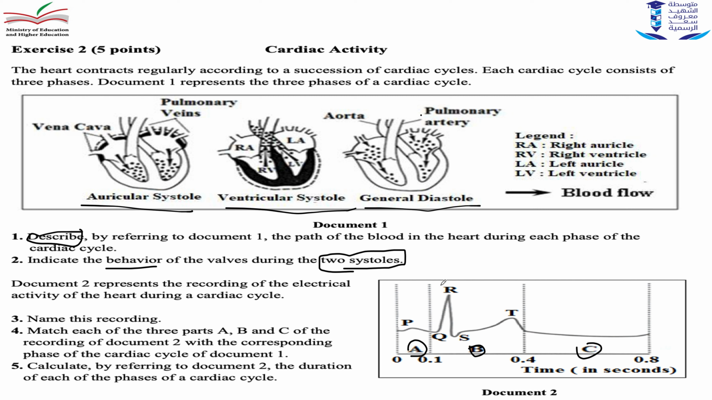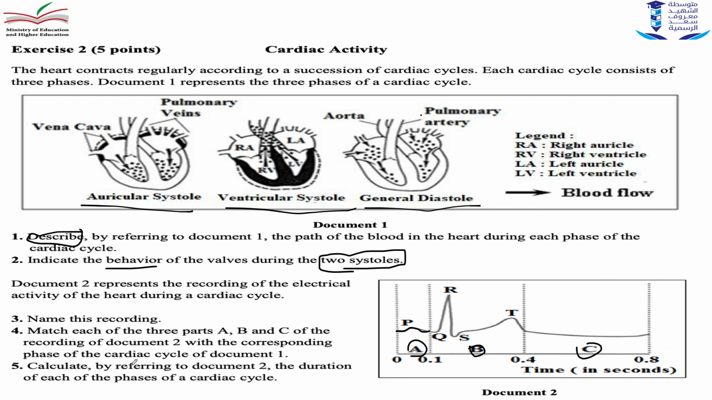We can also work on the waves. Because it has a small wave P, it is auricular systole. Because of the presence of waves Q, R, S, T, it is ventricular systole. Because we have no electrical signal here, it is general diastole.